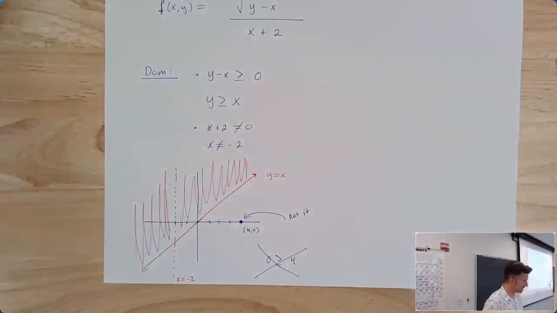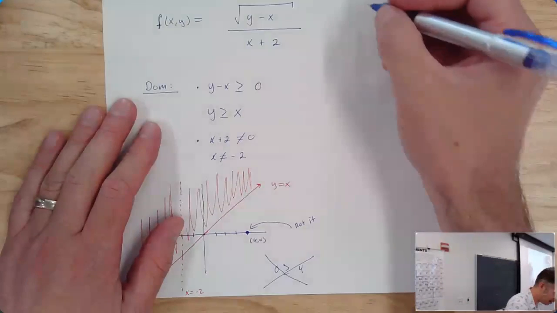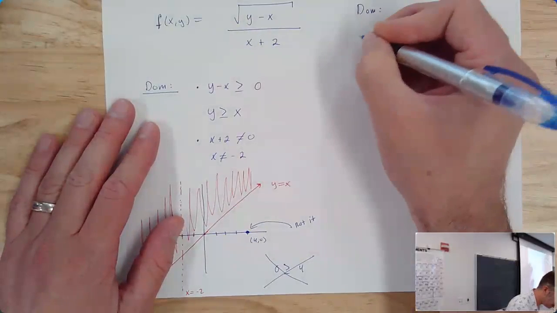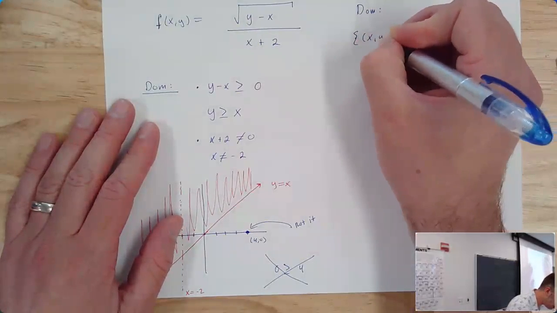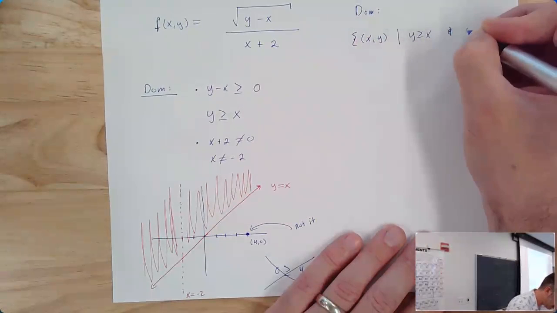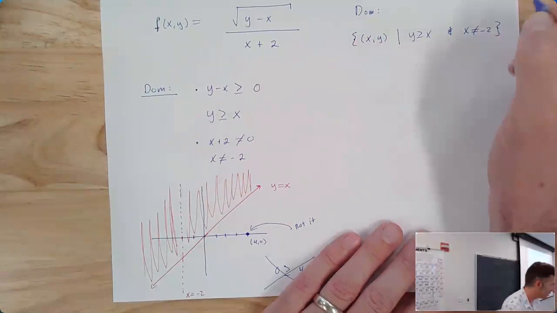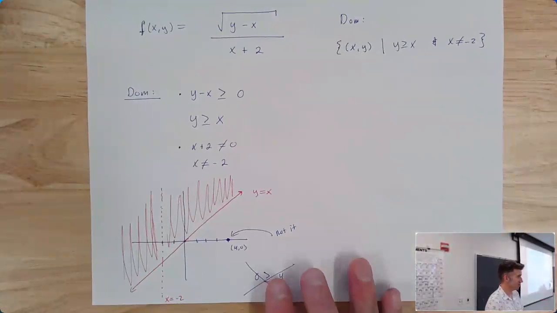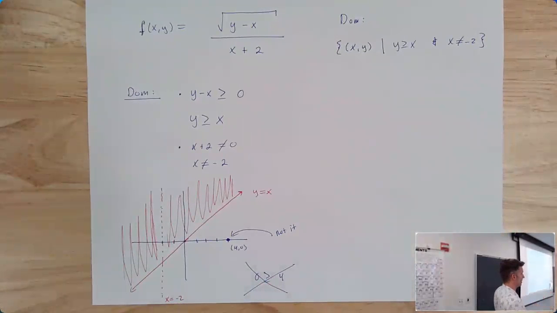So there's my domain. It's everything above the line y equals x, but I don't get the little vertical section x equal to -2. Kind of funky. It's especially kind of funky when you start talking about the range. If you were going to write the domain here, you're kind of stuck with the squiggly line. The domain would be the set containing all coordinates x comma y such that y is bigger than or equal to x and x is not equal to -2. There's really no nice way of doing it. You just kind of have to write the things that need to be satisfied.